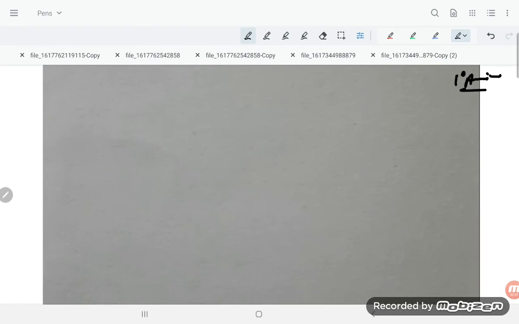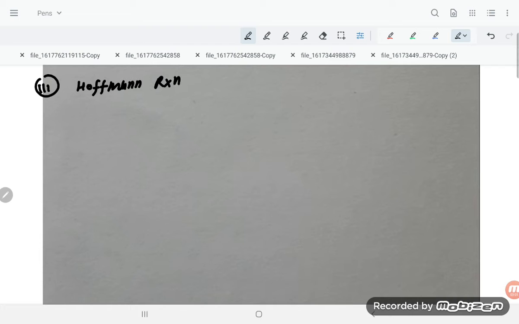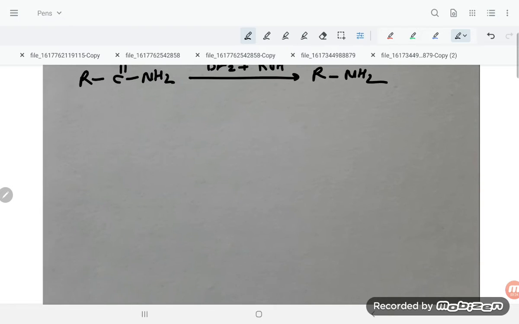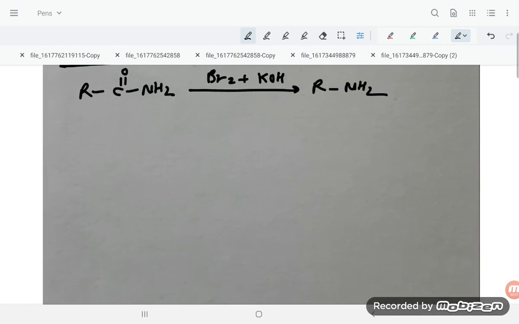Now the next reaction, number three, is the Hofmann bromamide reaction. So we are going for the Hofmann reaction. If you talk about the Hofmann reaction, dear students, this is RCONH2, and if you are treating with Br2 plus KOH, it will give, students, RNH2 directly. So this is Hofmann bromamide degradation.